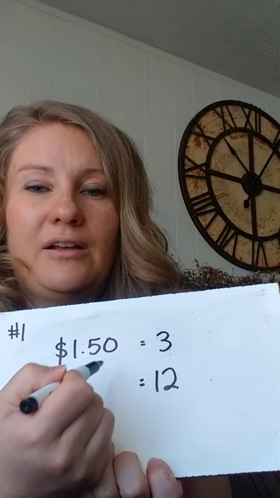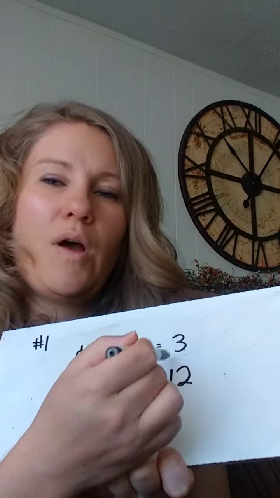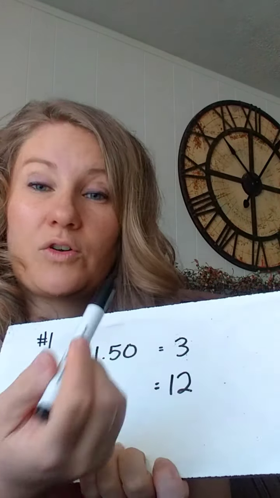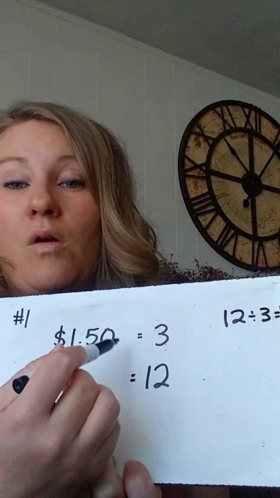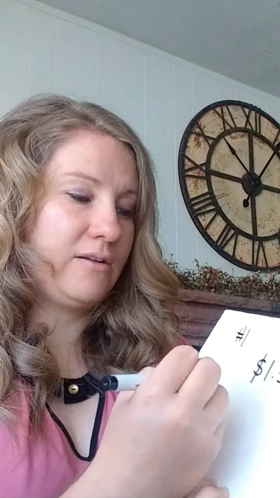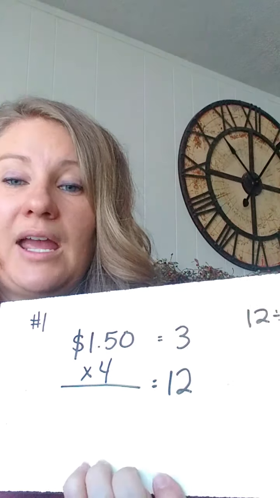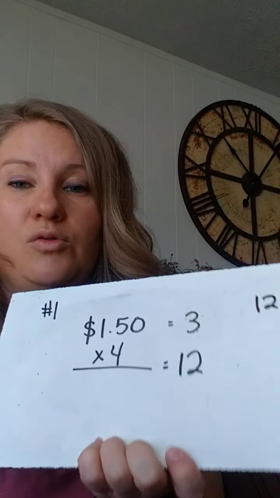The other way is to see that $1.50 equals 3/12. So 3 times what equals 12, or 12 divided by 3. So let's do that. 12 divided by 3 equals 4. So I need 4 more servings of 3 at $1.50. So I could go $1.50 times 4 will tell me how much money I need to feed 12 people.